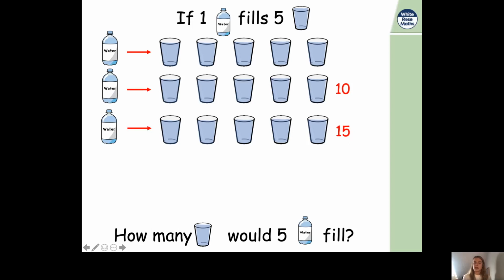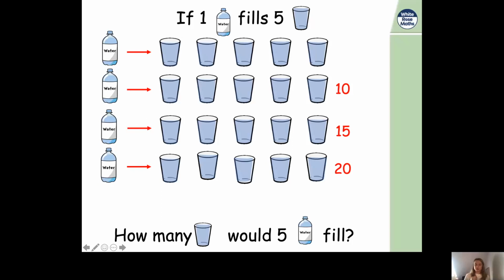Okay, so let's see how you got on. Well, we already know that 3 water bottles fills 15 glasses. Okay, now how many more water bottles will we need to make 5? We've got 3. 3 add what equals 5? Yes, 2. Okay, so we're going to have to add to what we already know 2 more water bottles. So let's add another water bottle and another 5 glasses. And we know that 15 plus 5 is 20. So here we go. We've got 4 water bottles, fills 20 glasses. 4 multiplied by 5 equals 20.